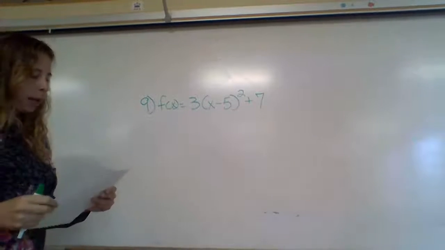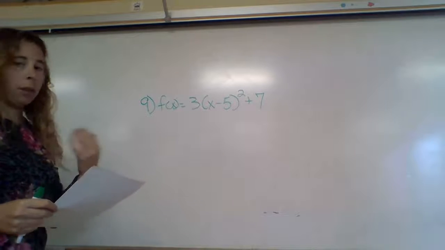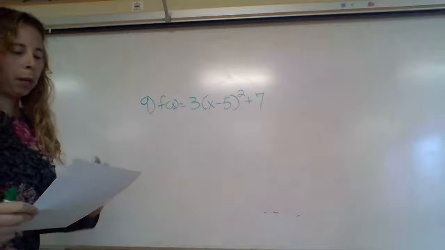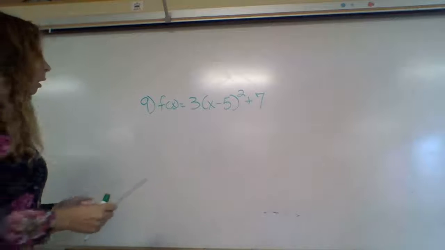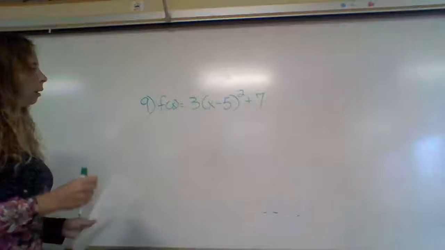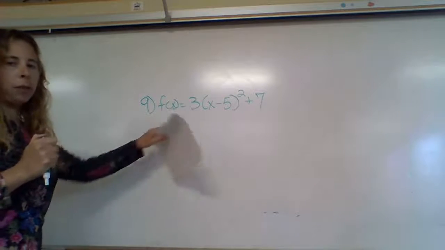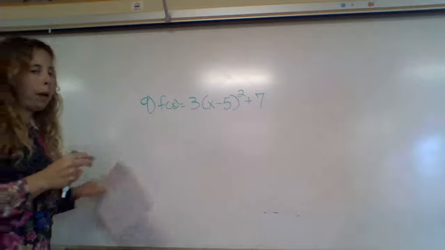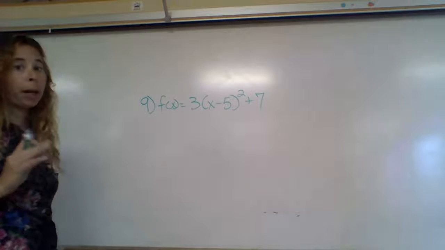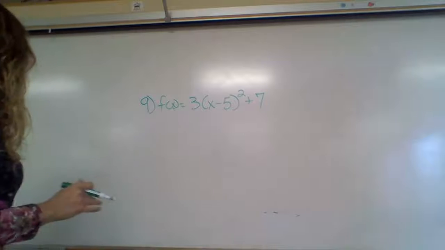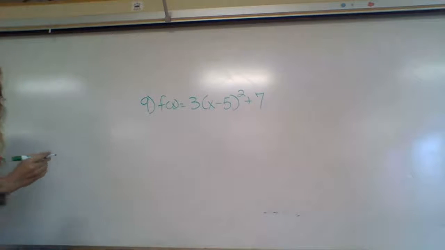Number 9. For 9 and 10, you have to find the vertex, the axis of symmetry, and the y-intercepts. This is given to you in vertex form. If you don't have these written down, you do somewhere. But if you can't find them, here are the 3 different forms of a quadratic.